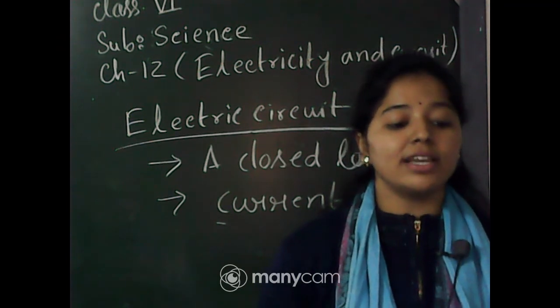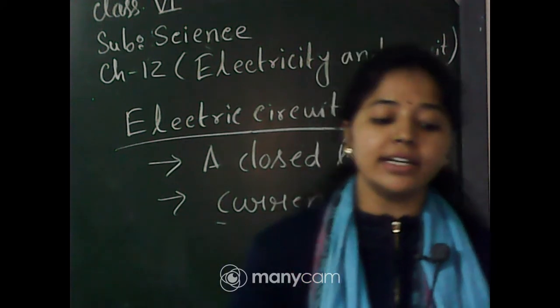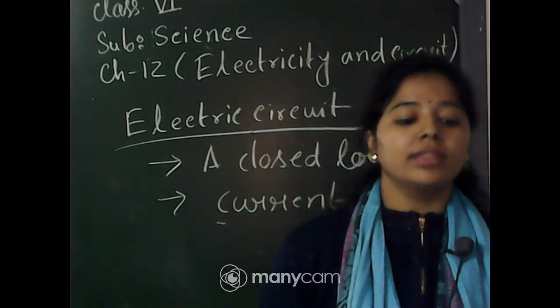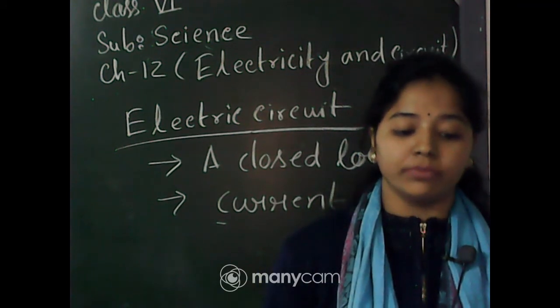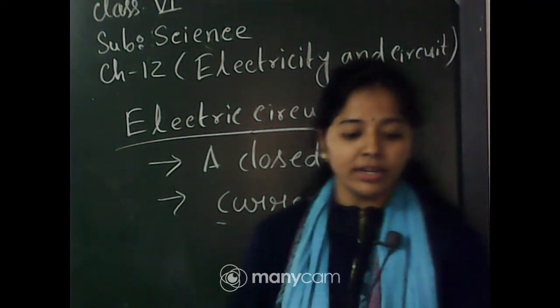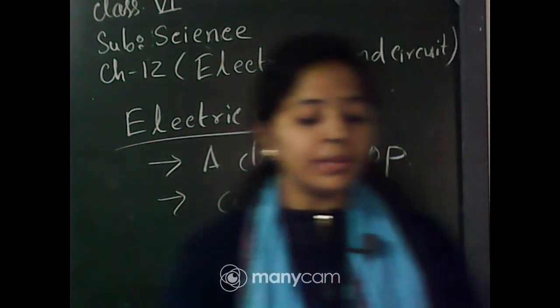When the switch is in on form, then we can say that the circuit is in closed form. Now when the switch is off, then the circuit is in open form. Understood this point everyone? Any problem up to this portion? You can tell me.